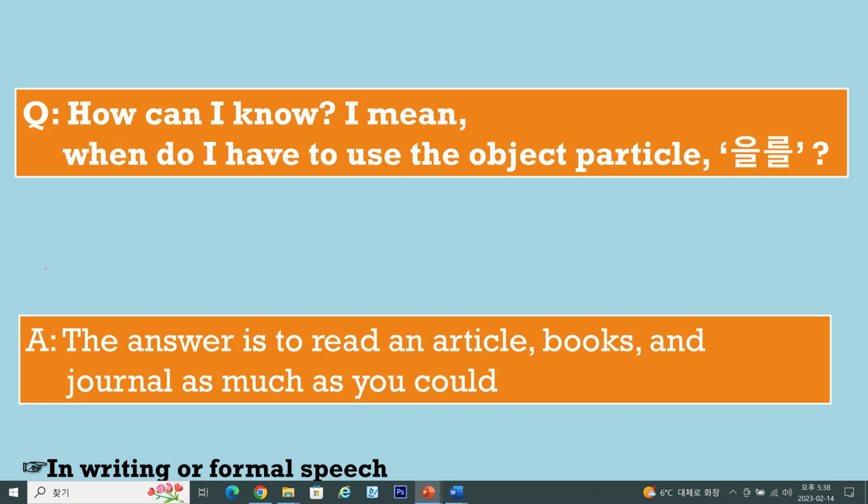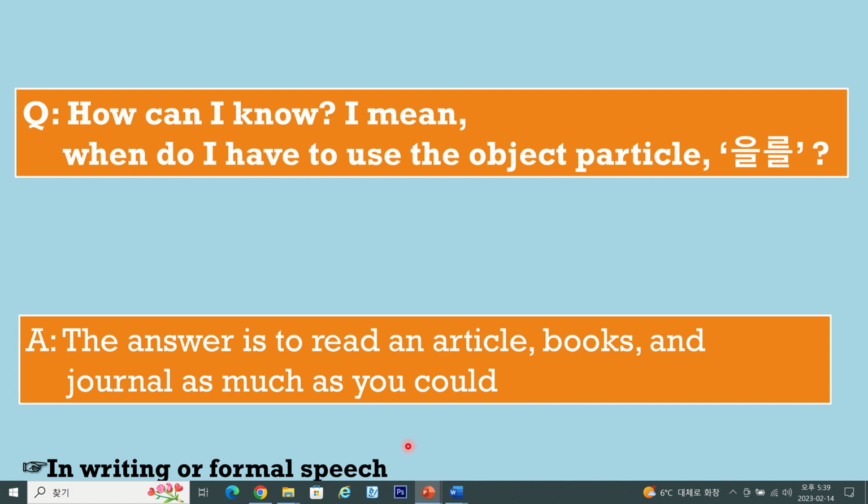And how can I know when I have to use the object particle 을? The answer is to read articles, books, and journals as much as you can, in writing or formal speech. That's the answer.